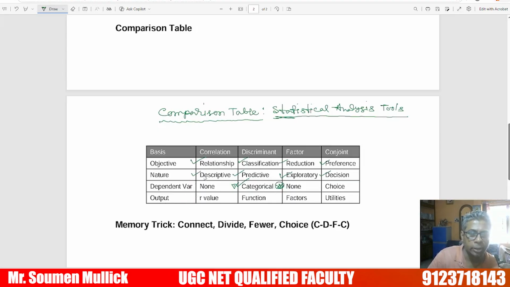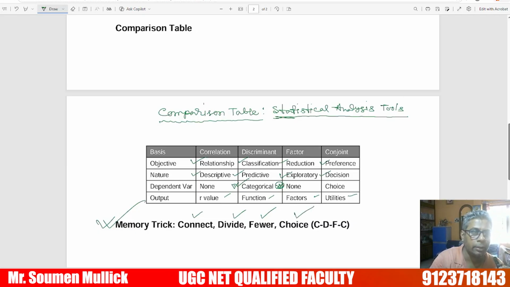The output of correlation is the R value, the output of discriminant analysis is the function, the output of factor analysis is the factor, and the output of conjoint analysis is the utility function. The memory trick: correlation, you have to remember with the relation; discrimination is divide; factor analysis is reduction; and conjoint is preference. It's the choice: C, D, F, C.